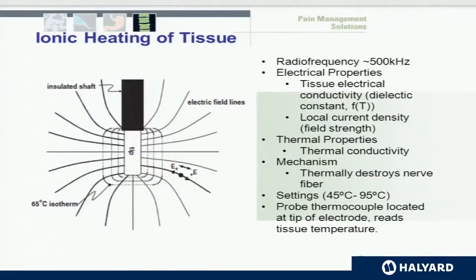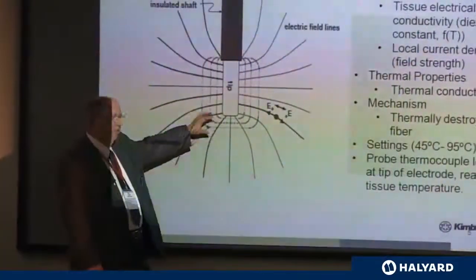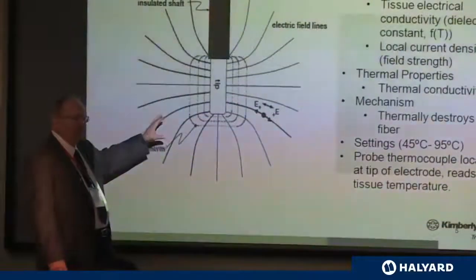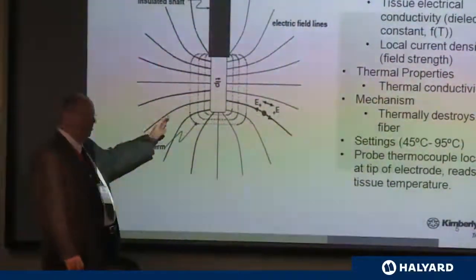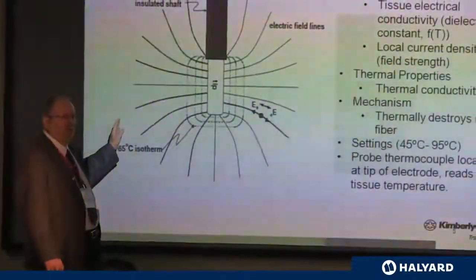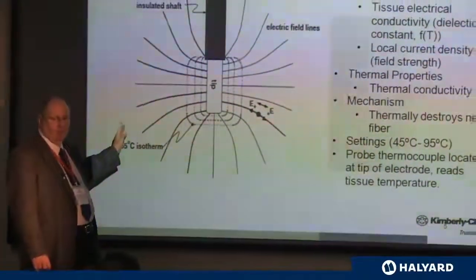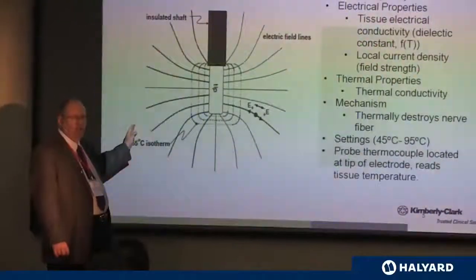Again, this is just another depiction of it, but the one aspect of this is that as you move away, the current density drops and it loses its ability to generate heat in the tissue. So even 4 or 5 millimeters out from the probe, you no longer have a strong enough electric field to generate the heat to create a lesion.